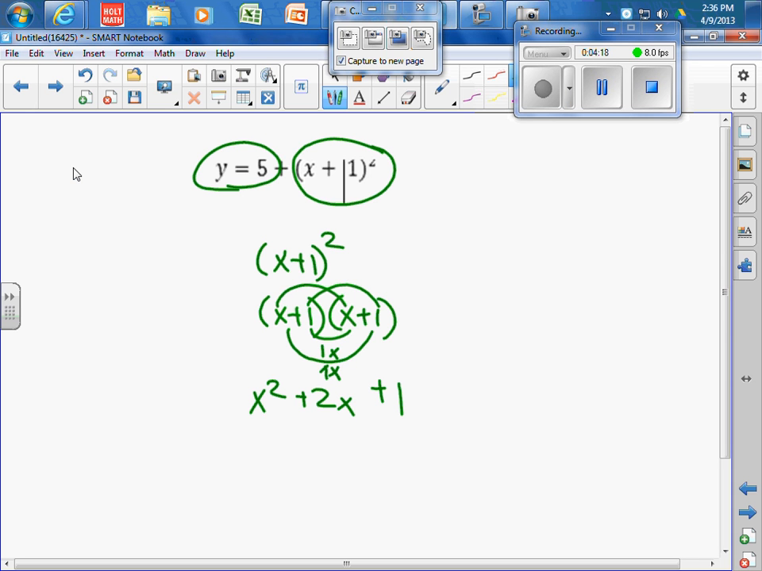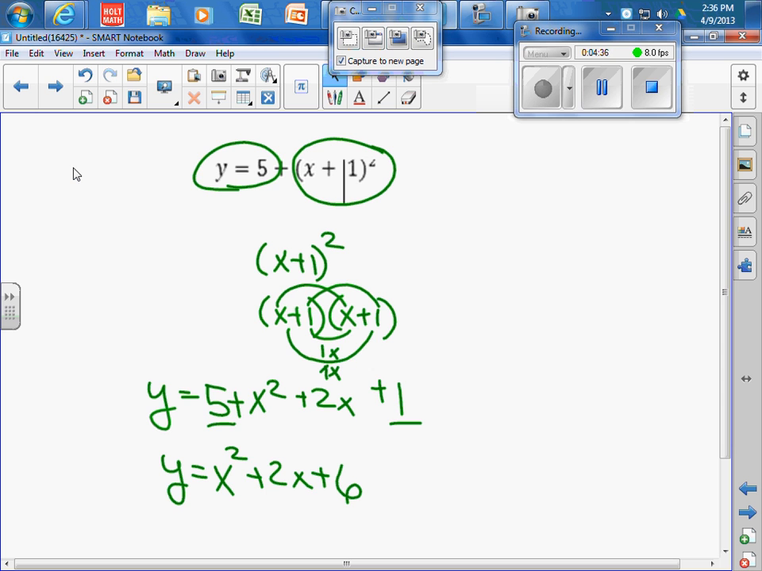And now I'm going to bring down this y is equal to 5 plus all that. And if I were to write this in descending powers, I'm going to have to combine the 5 and the 1. And descending powers, I get x squared plus 2x plus 6. So all of that is equal to x squared plus 2x plus 6.